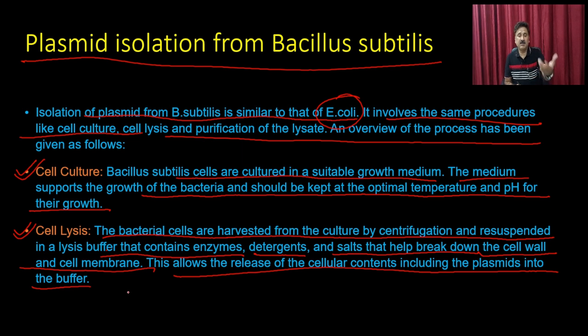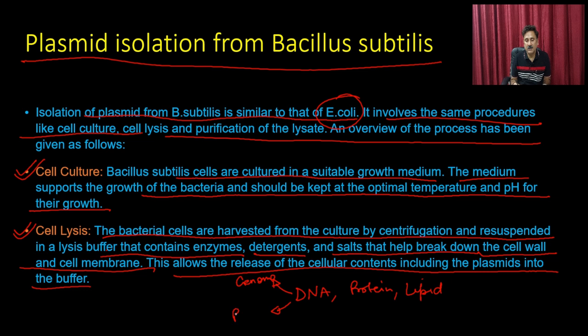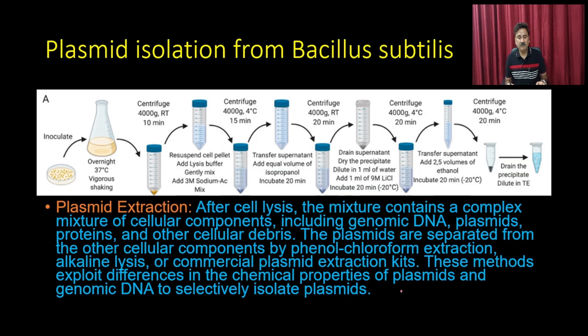Once the cellular content is released, what content is it going to release? It is going to release the DNA, the protein and the lipid, right? And within the DNA, it is going to release the genome of Bacillus subtilis, and it is also going to release the plasmid, right? And our target is the plasmid, not the genome or the protein or the lipid. So, in the subsequent step, you are going to exclude all of these. So, plasmid extraction, this is what it shows, right?